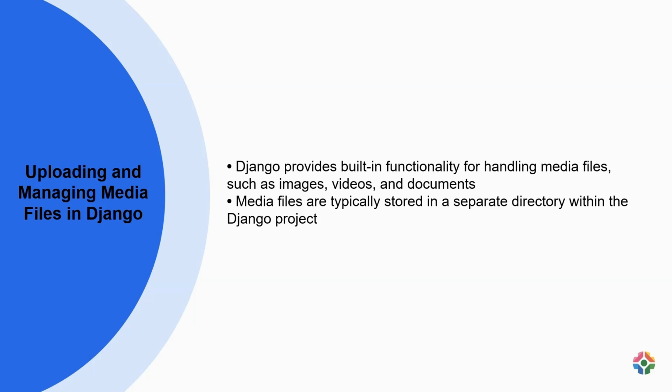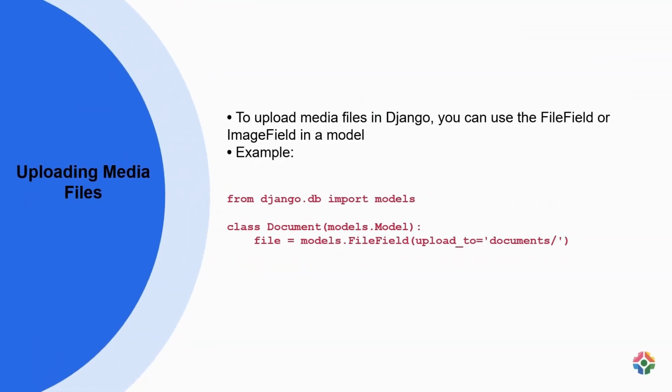For example, a website built with Django may store user-uploaded profile pictures or document attachments in the media directory to keep them organized and readily available. When working with Django, you can utilize the FileField or ImageField in a model to upload media files. These fields allow you to specify the location where the files will be stored on the server.